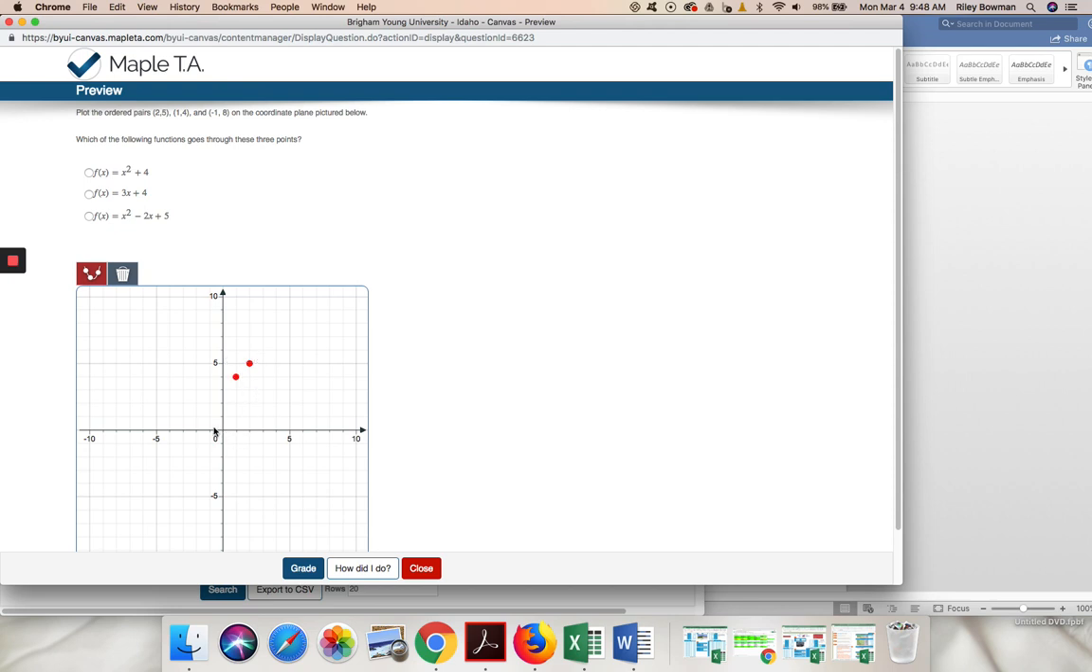And then negative 1, 8, oops, is right here, and that tells me it's a quadratic.